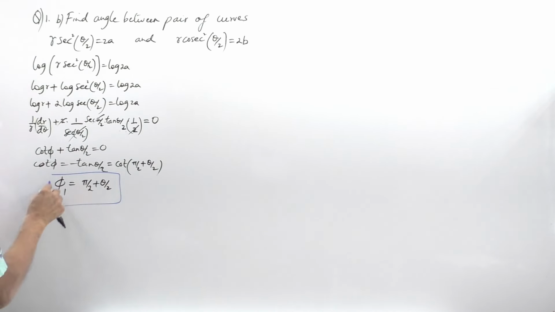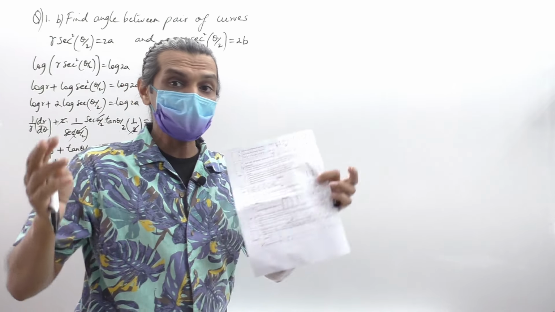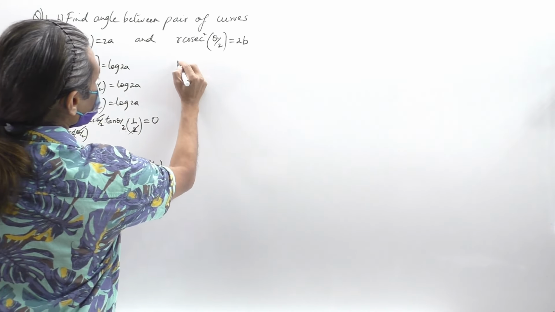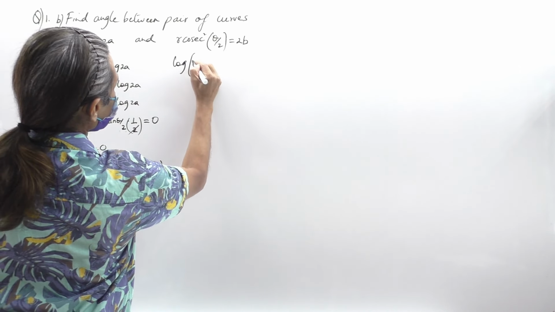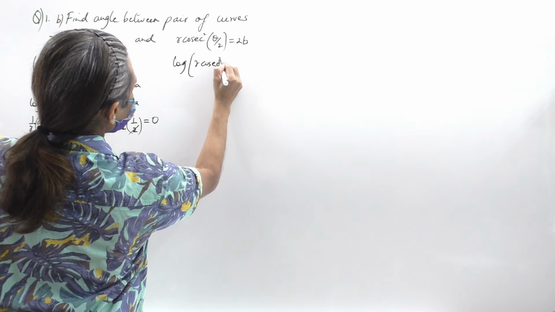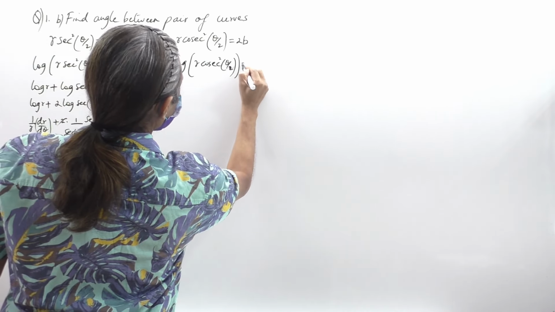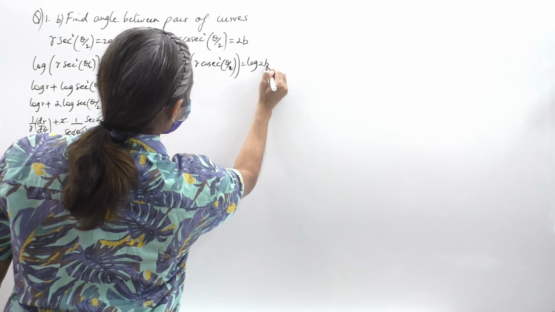So now let's find the second value phi 2. The difference between phi 1 and phi 2 will give the angle of intersection or the angle between the curves. So the same will apply here. So we have log of r into cosecant square theta by 2 is equal to log 2b.